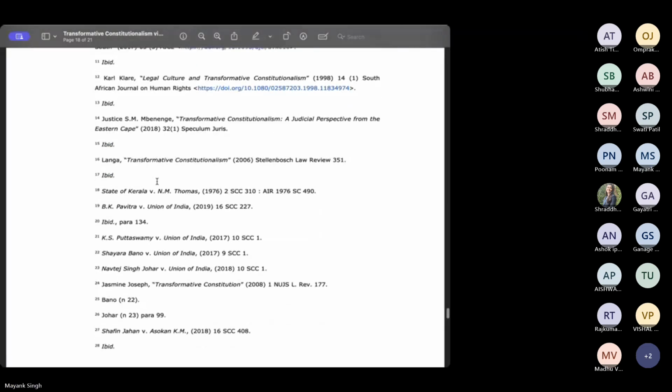See, 18 here. This is not the ILI style format, because in ILI you don't need to write the name of the case in the footnote. You only need to write the citation. This is the one citation. This is the SCC citation. This is the All India Reporter citation. Is it clear?